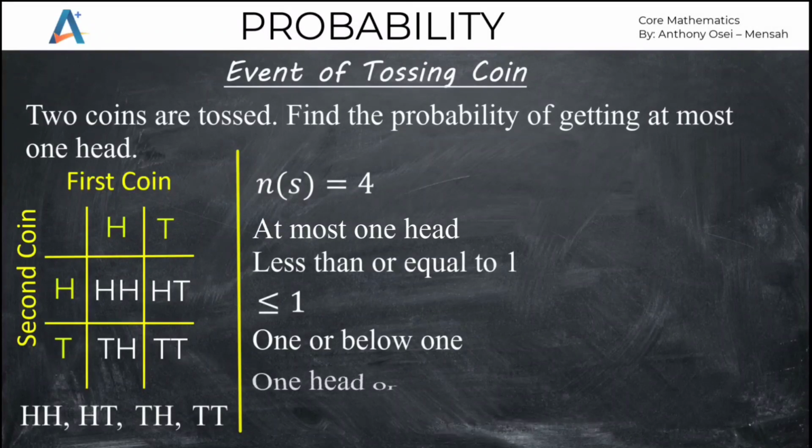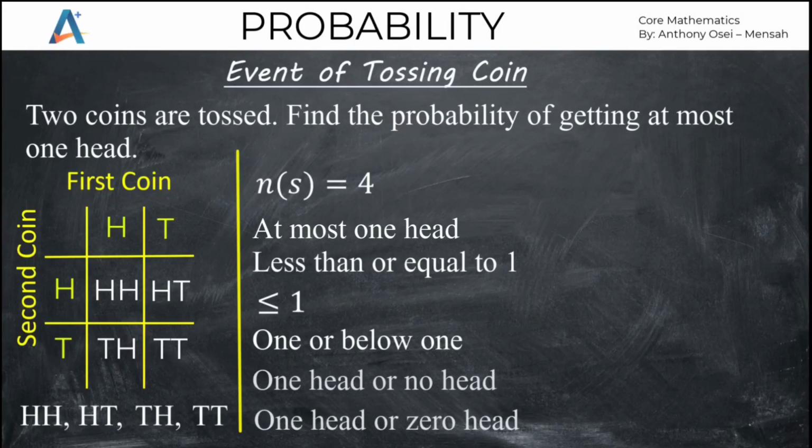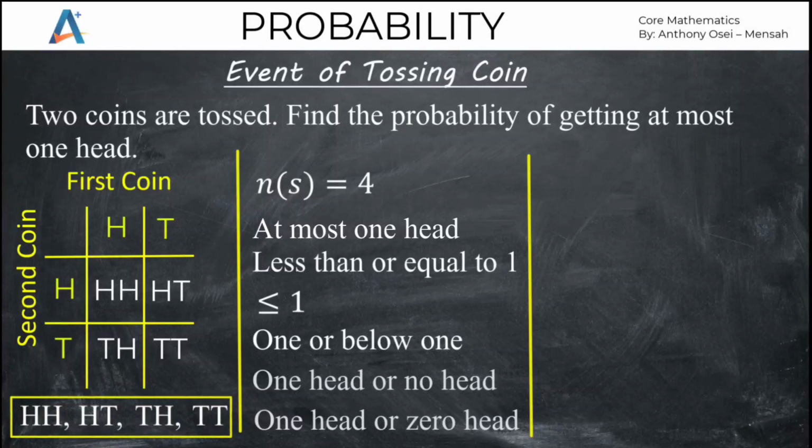So we are looking at one head or no head. That's the meaning. One head or no head. Talking about one head or zero head. No head means zero head. Let's go here and look for those who qualify to be one head and also to be no head. Now here there are two heads, so disqualified. We want at most one head. That is to say one head and less than one head, or no head.